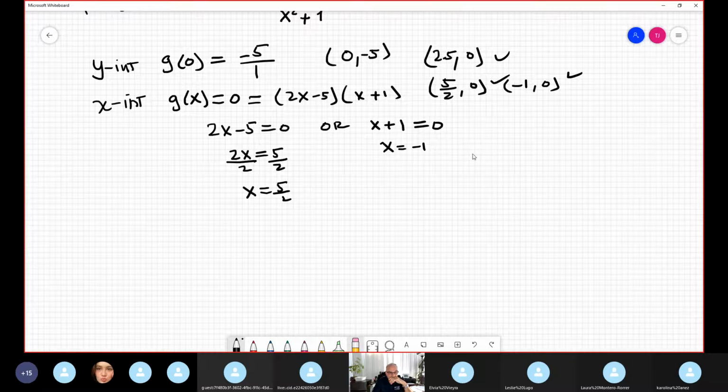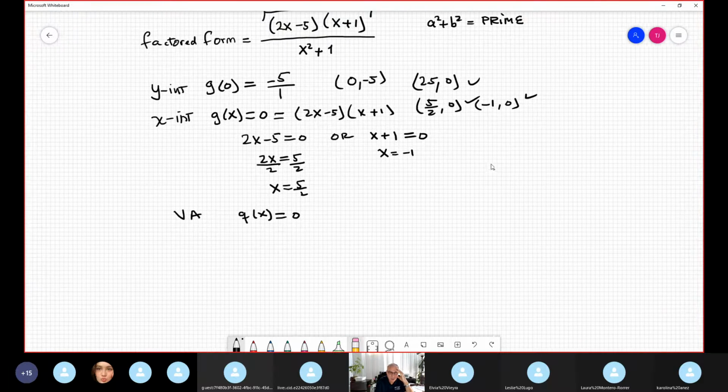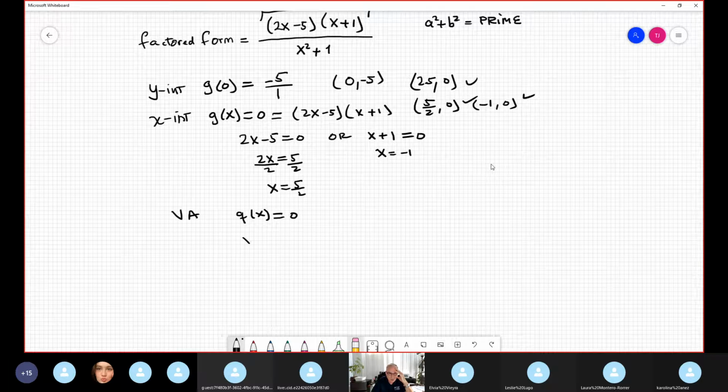Vertical asymptote. Remember, you take the expression in the denominator equal to 0. This is the formula. In this case, Q is x squared plus 1. You say, wow, it's prime. What is the reason it's prime? The reason is that the solution for this equation is imaginary or complex. In other words, it doesn't exist in the real field.